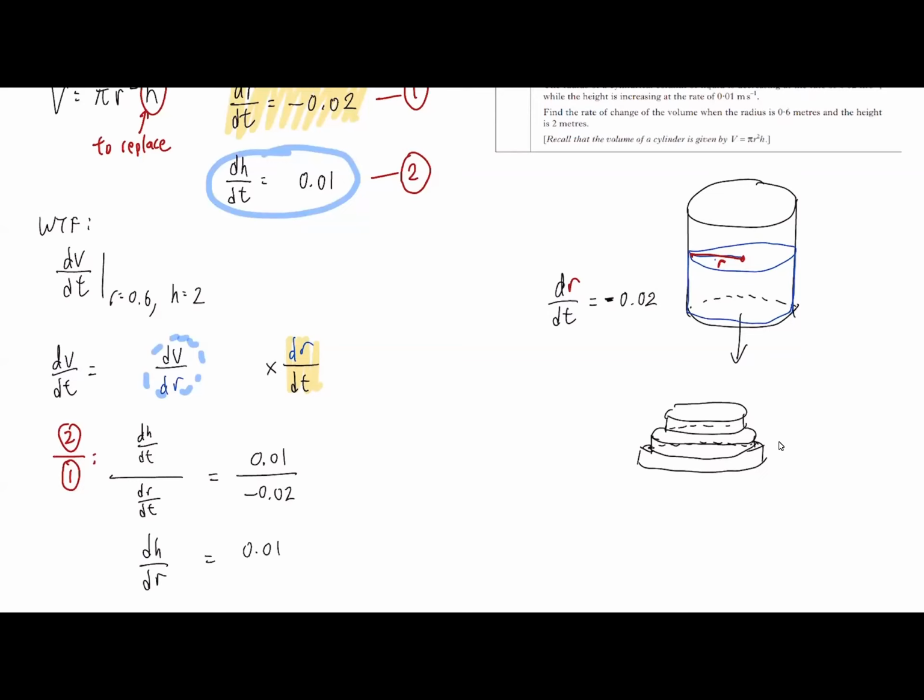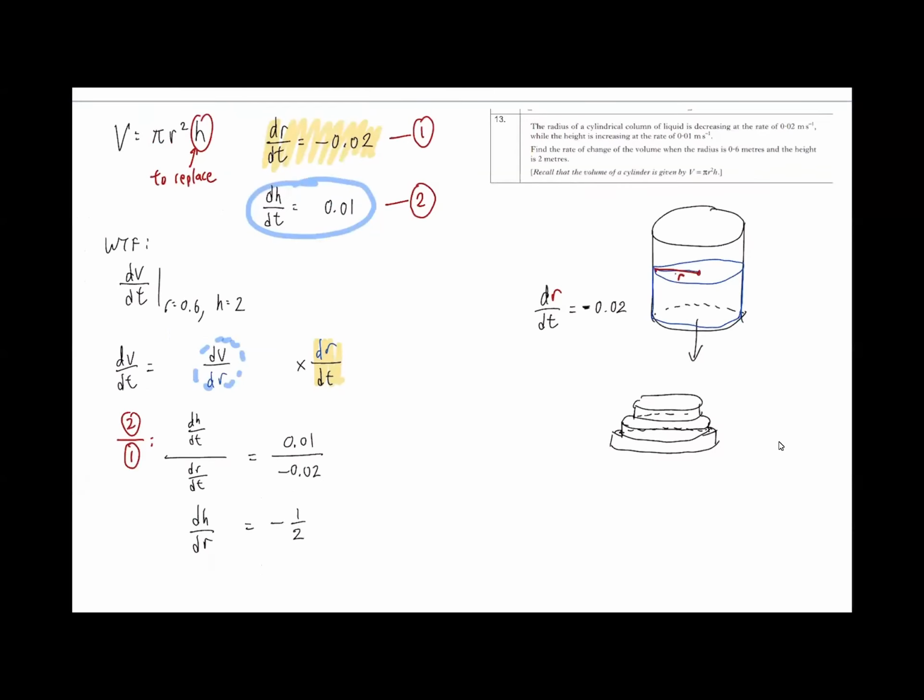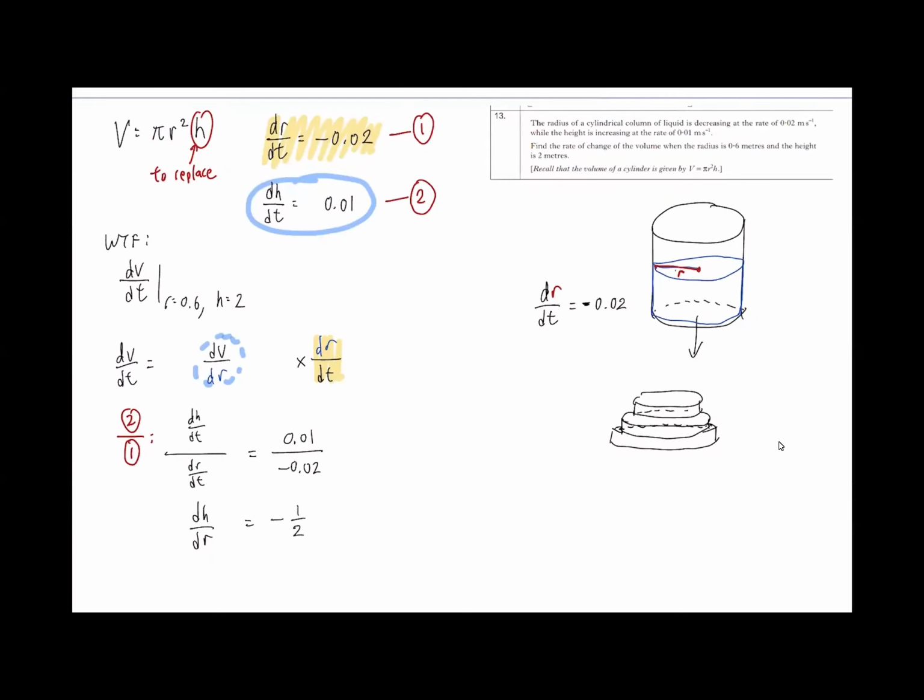Right, let's just simplify this straight away. Yes, you can. Look. Okay, 0.01 over negative 0.02 becomes negative half. Okay, that's fine. Then what? Now we want h in terms of r. So sorry, this one actually requires integration.